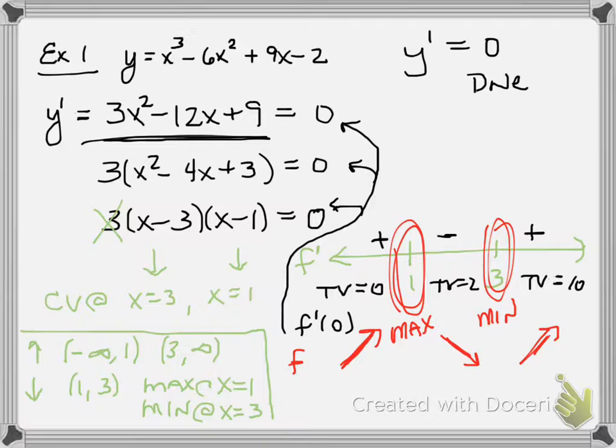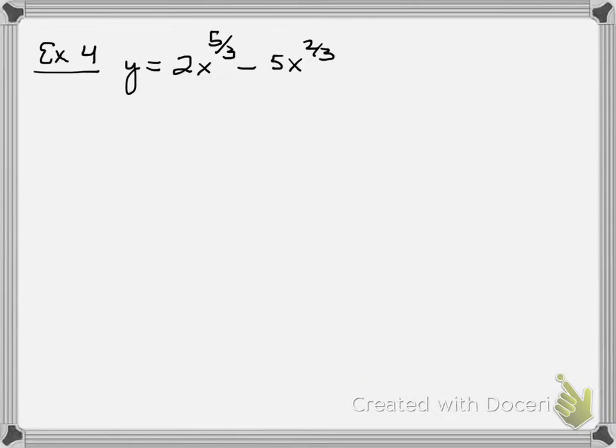Okay, so let's do one more example. Now, with number 4, go ahead and do the derivative if you haven't already. So y prime equals 10 thirds x to the 2 thirds minus 10 thirds x to the negative 1 third.